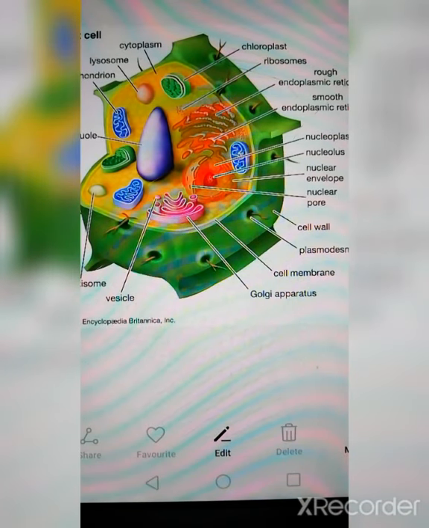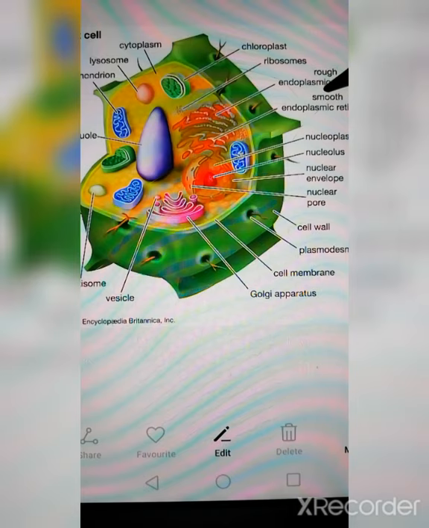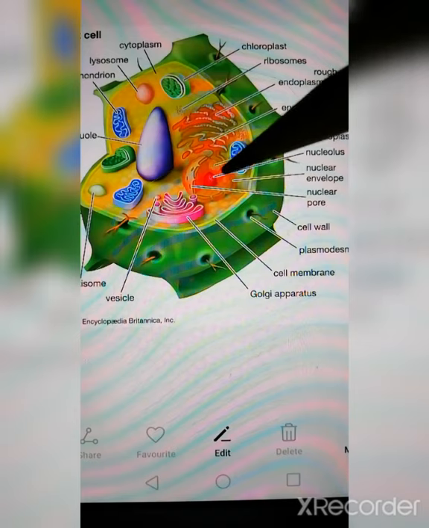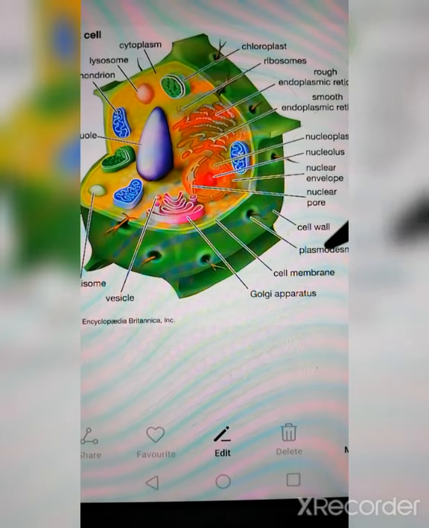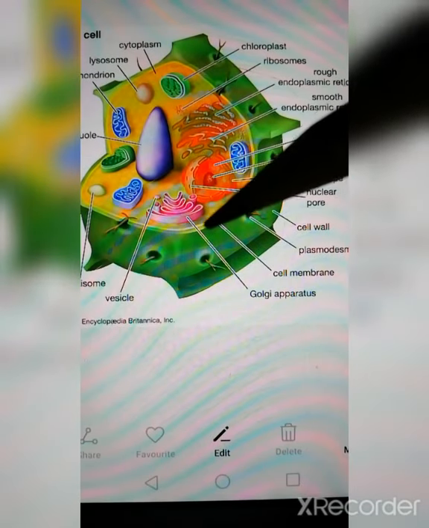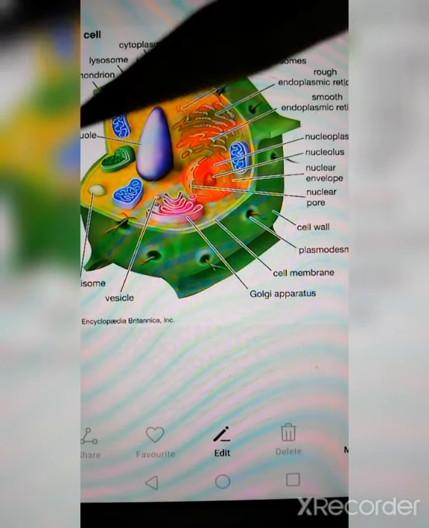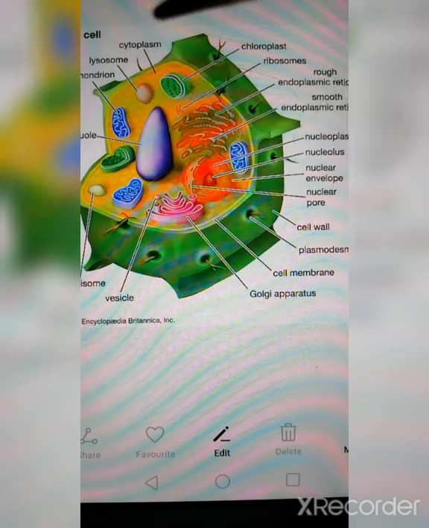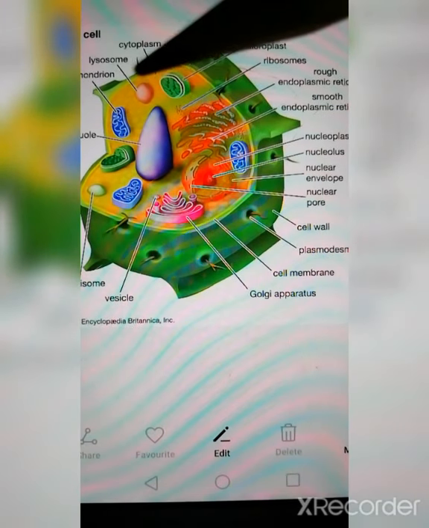I'll just read out the names of different parts of the plant cell. This is chloroplast, ribosomes, rough endoplasmic reticulum, smooth endoplasmic reticulum. This altogether is nucleus. This is cell wall. This is cell membrane. This is Golgi apparatus. These are vesicles, and this is cytoplasm, and this is lysosome.